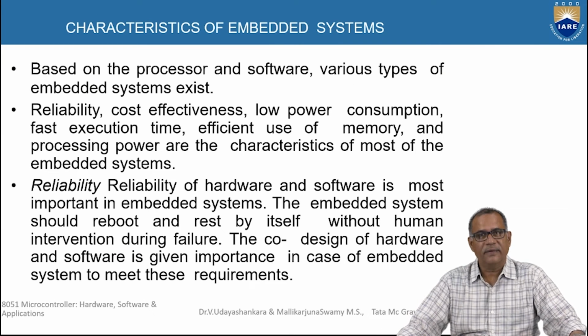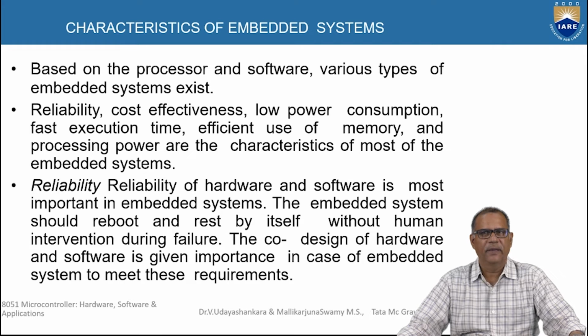Now, what are the characteristics of embedded systems? Based on the processor and the software, there are various types of embedded systems, and reliability, cost effectiveness, low power consumption, fast execution time, and efficient use of memory and processing power. These are all the characteristics of embedded systems.